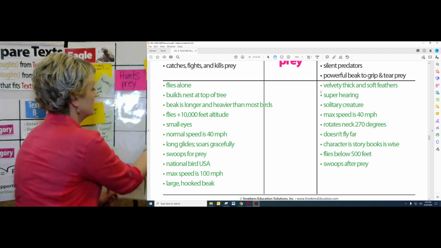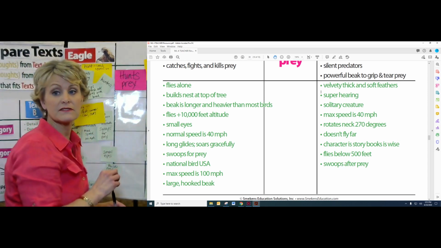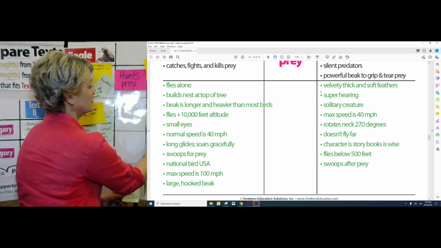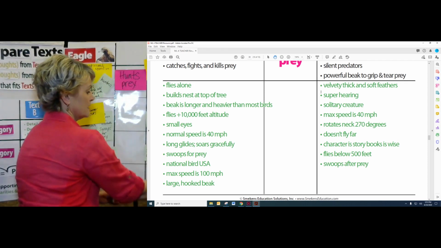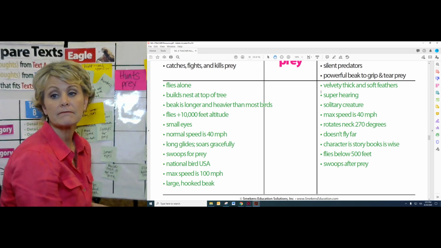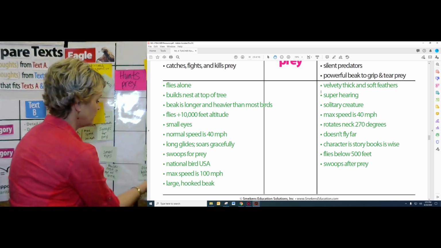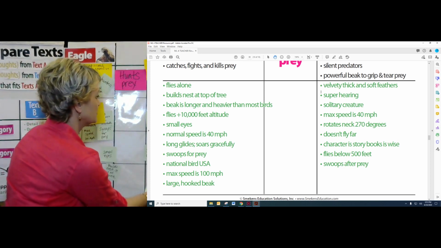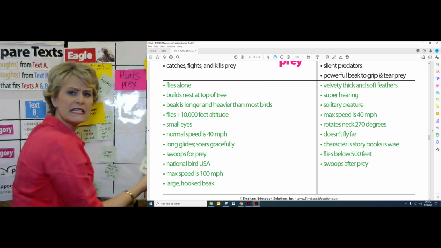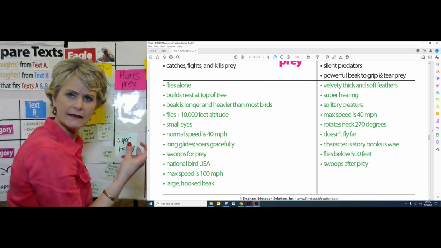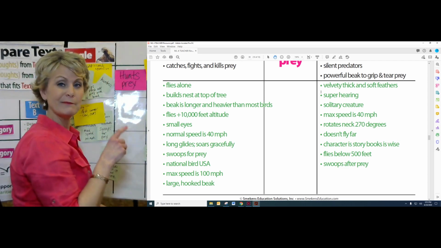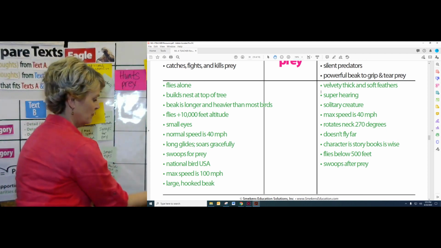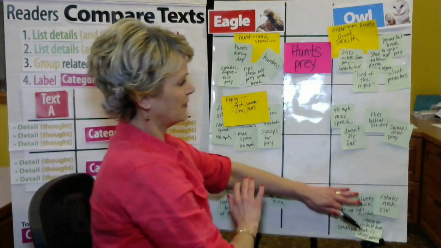Okay, you see the speed. All right, 40 miles an hour max. Doesn't fly far. That's good. Says the word right in it. Okay, what else do we know about flying? Below 500 feet. Okay, so it stays low. And it also swoops after its prey. Okay, so hearing, you wouldn't put it with, why not? It's about the owl, but it's not about how the owl flies. Okay, so I'm going to move all of these extra ones just down here on the bottom.